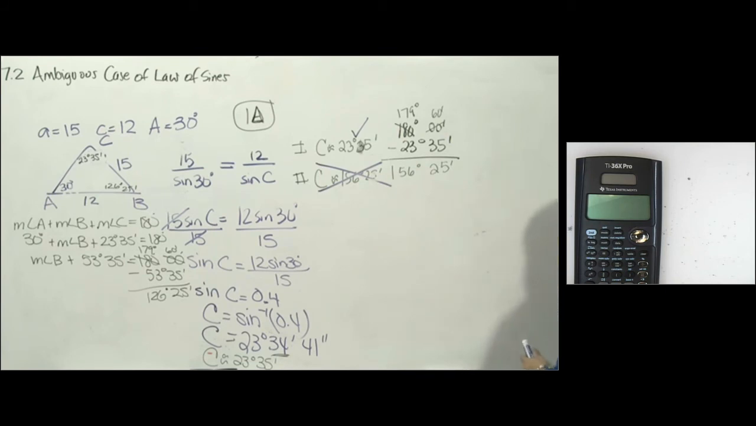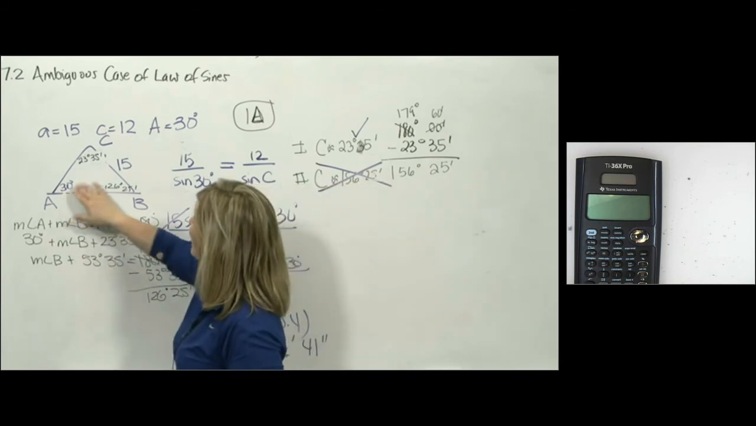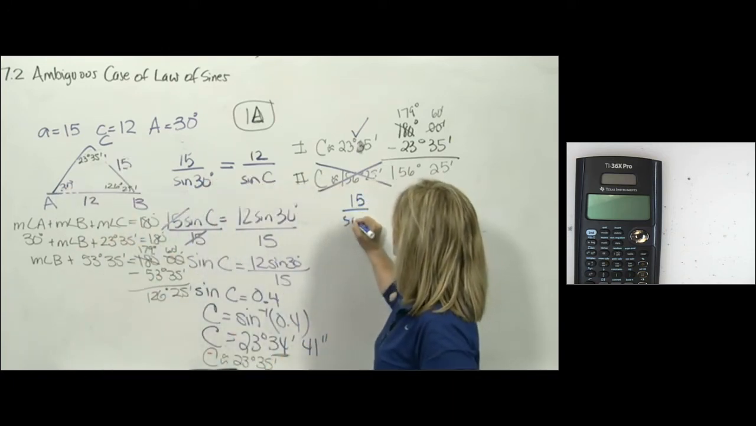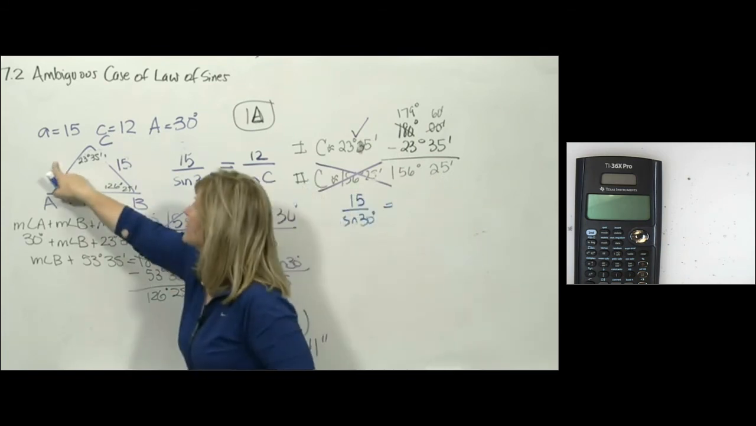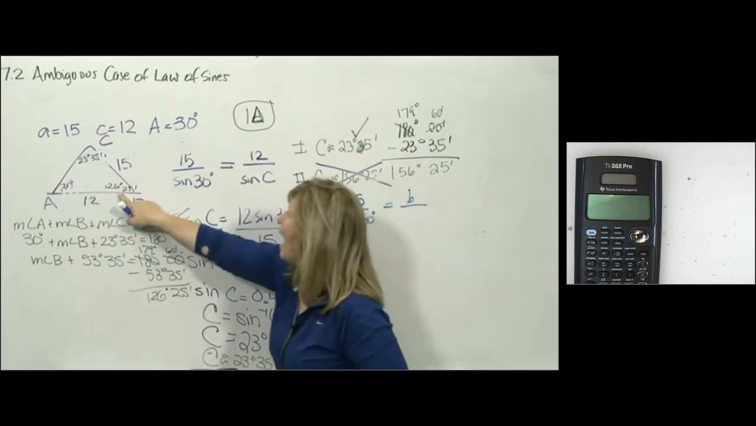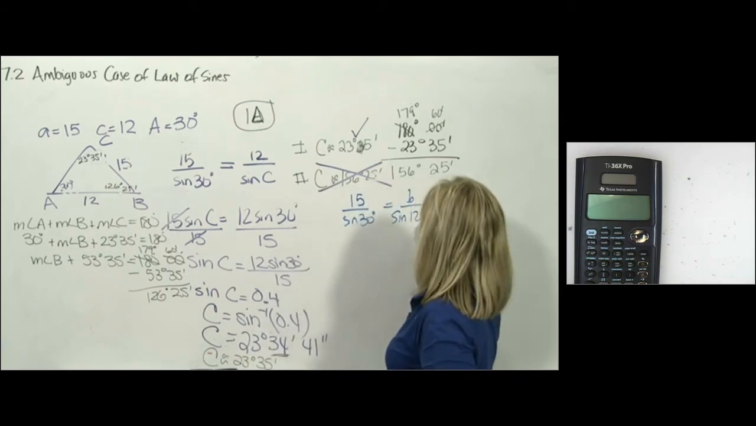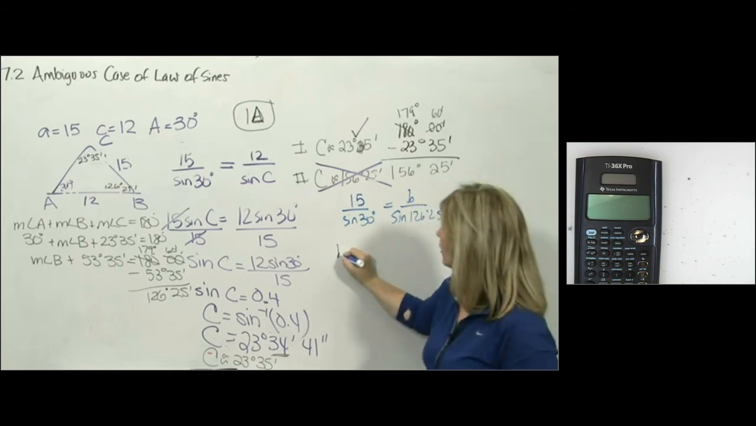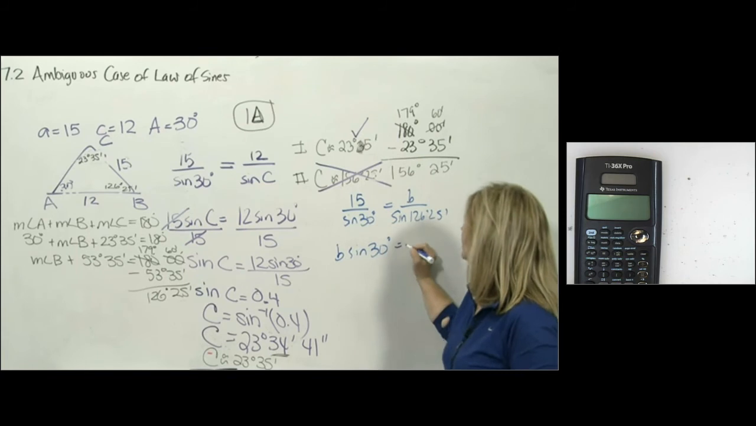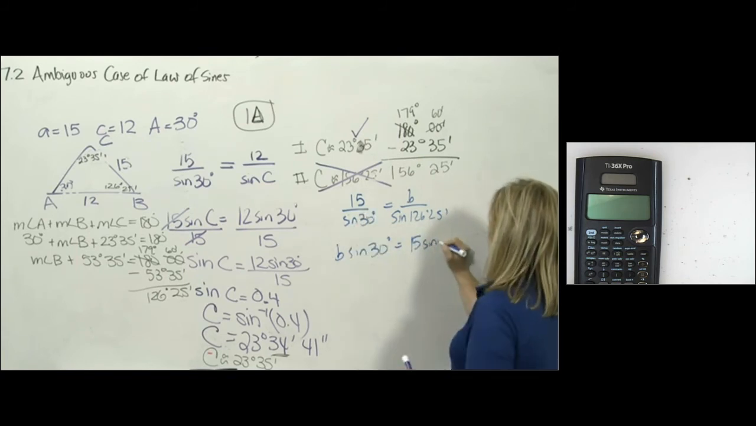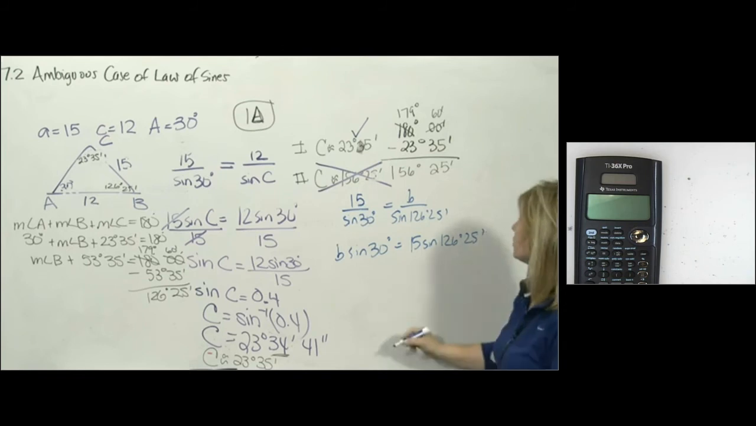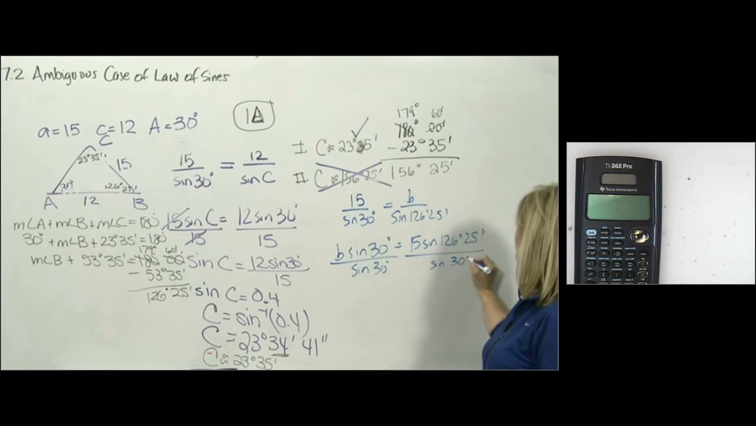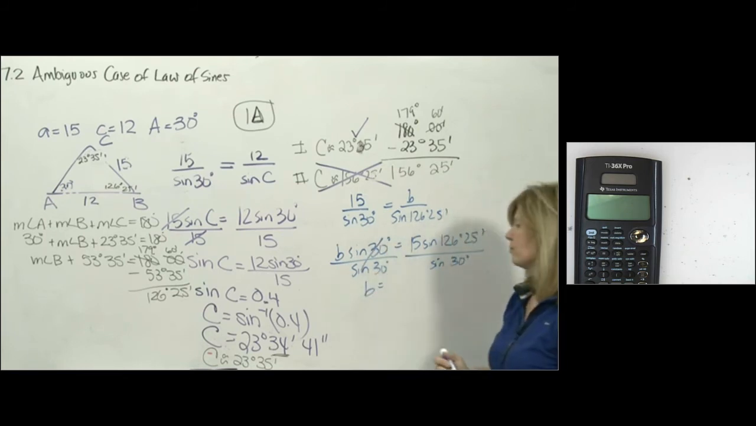what fraction are we going to start with first? We're going to use angle A and side A because that was given. We know that's correct: 15 over the sine of 30 degrees. We want to find side B, so now we have to use our angle B. We don't have a choice. Cross multiply. Here's my variable, so I want it on the left. 15 sine 126 degrees, 25 minutes. We're going to divide by sine 30 degrees. B equals.